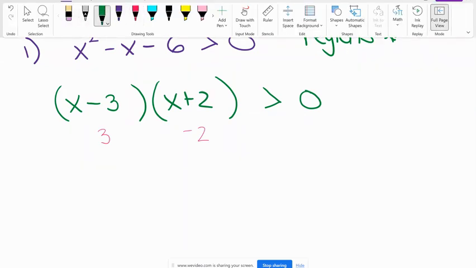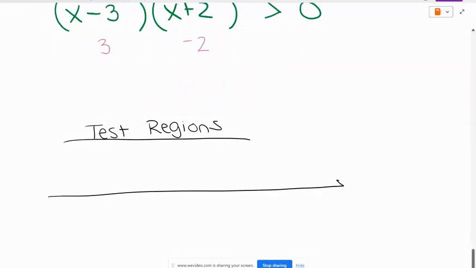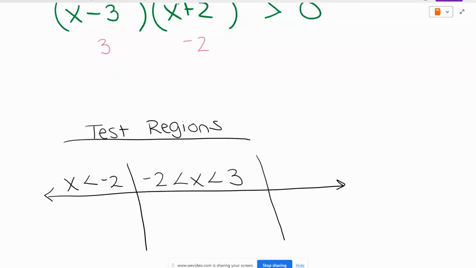And what do we do with those reference numbers? With those reference numbers, you are now going to test the regions between those numbers. So what does that mean? I will show you. So you go to your reference numbers. What is your smallest reference number, 3 or negative 2? Negative 2. So we are going to test numbers that are less than negative 2. Then you're going to test between the two reference numbers. So negative 2 is less than x, which is less than 3. And then my last region is going to test the biggest number. So x is greater than 3.